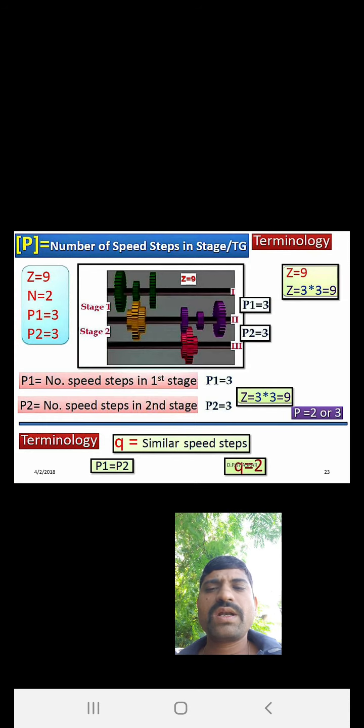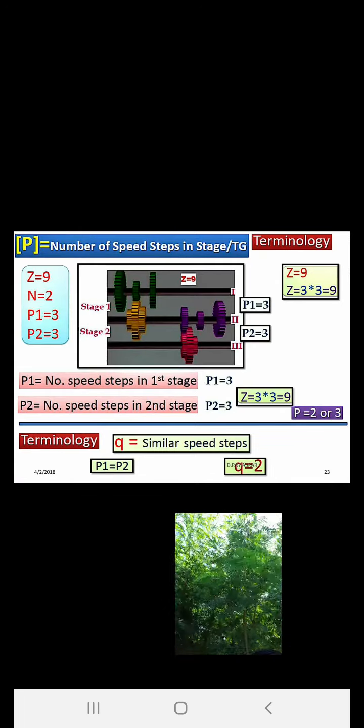Next, see the terminology: how to calculate the p value, the p1 and p2 values. Here p is the number of speed steps in the first stage and second stage. How to calculate those two values?